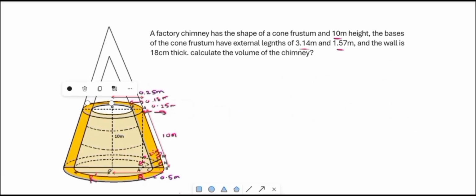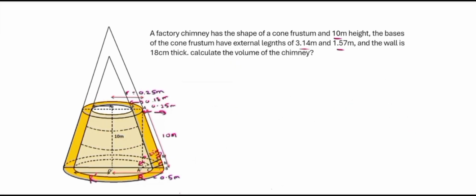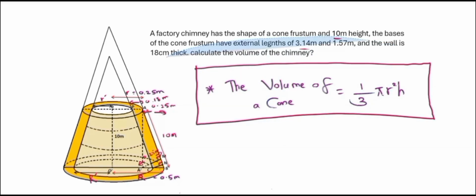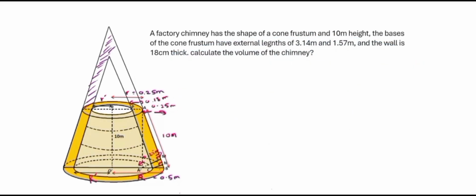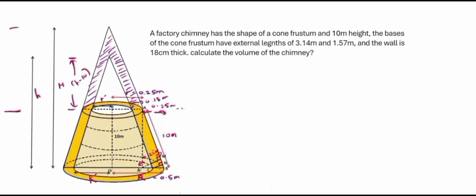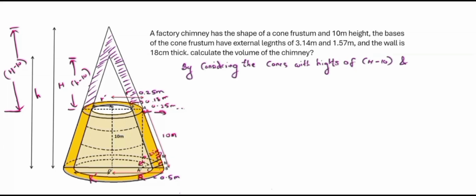Now, we will draw the complete cones like this. The volume of a cone, which is a three-dimensional geometric shape, is given by 1 over 3 pi r square h. Capital H is the height of the biggest complete cone, and the height of the cone inside is small h. By considering the cones with heights of capital H minus 10 and small h minus 10, we can find the volume of the purple colored part.